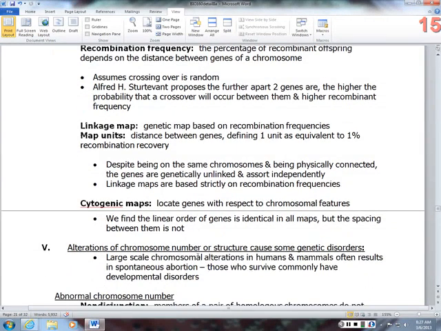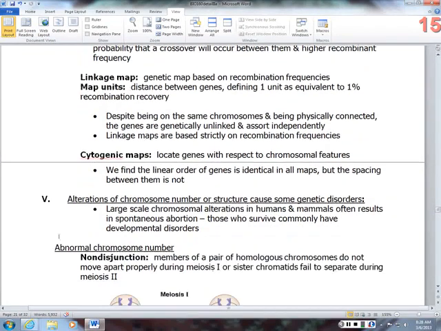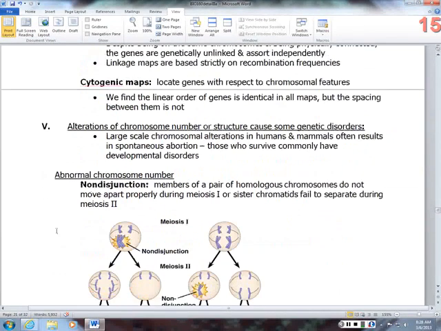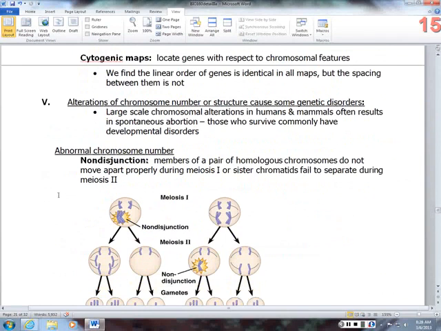So another type of map we can make are the cytogenetic maps, and these are going to locate the genes with respect to the chromosomal features. This will help us find the linear order of the genes, but the spacing between them is not going to be identical in all maps.